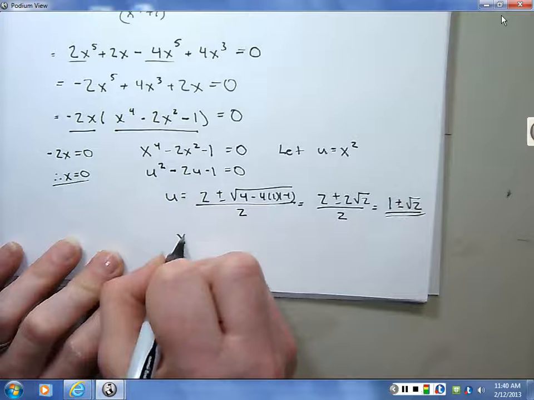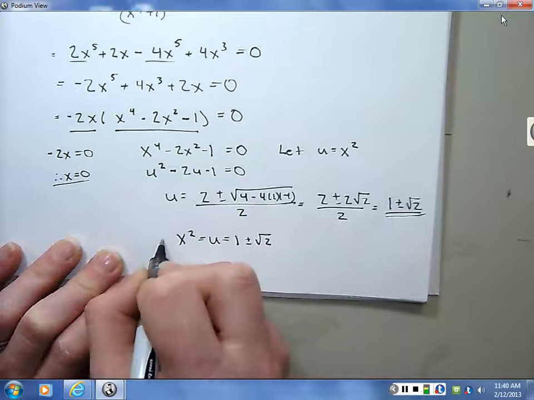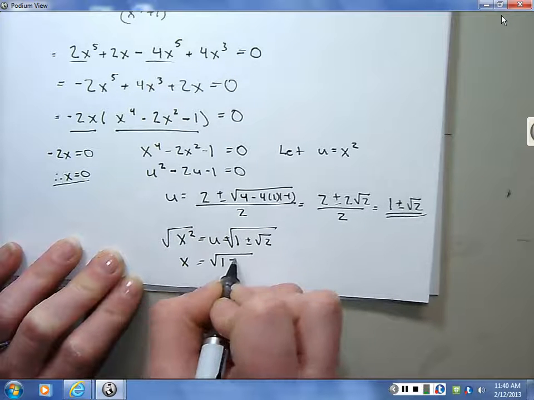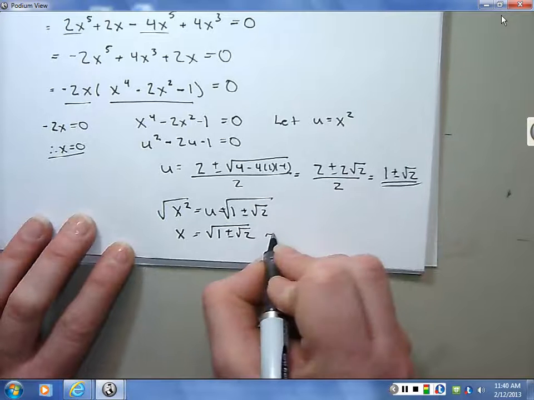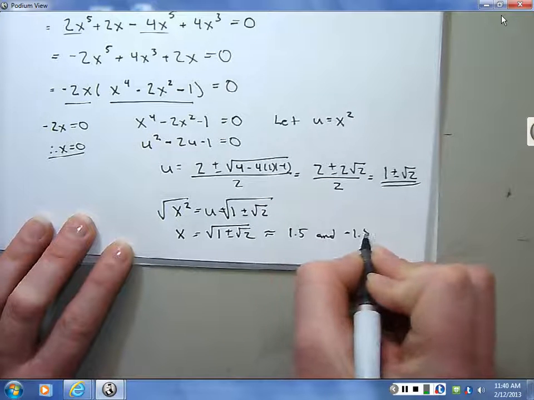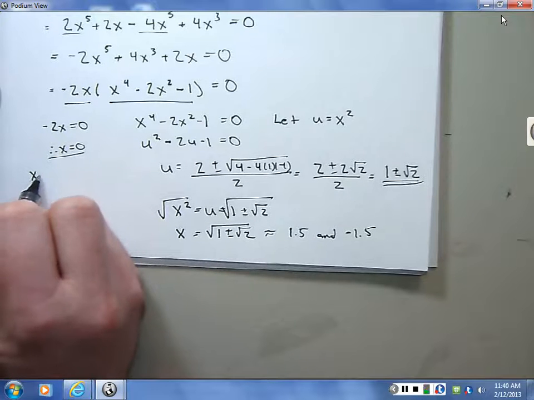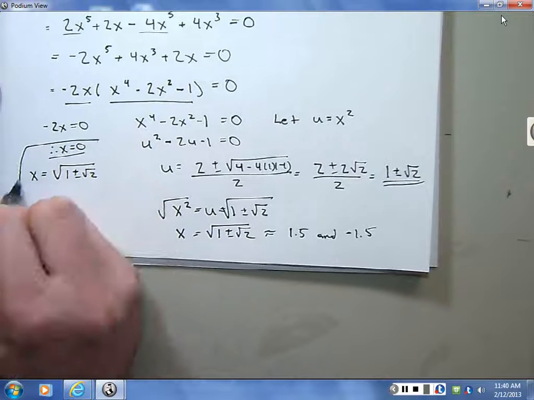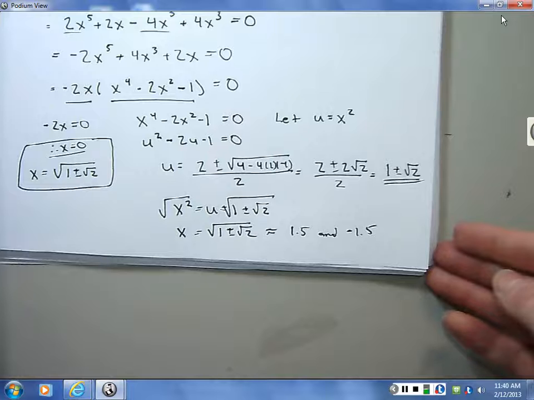So x squared equals u equals 1 plus or minus the square root of 2. If I take the square root of both sides, I get x equals the square root of 1 plus or minus the square root of 2, which is approximately 1.5 and minus 1.5. So x equals 0 and x equals the square root of 1 plus or minus the square root of 2. These are your answers to where the slope of the function equals 0.